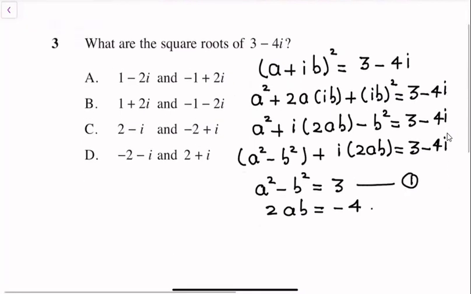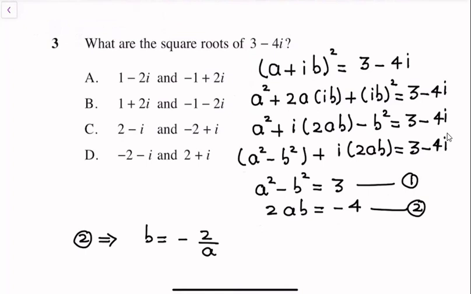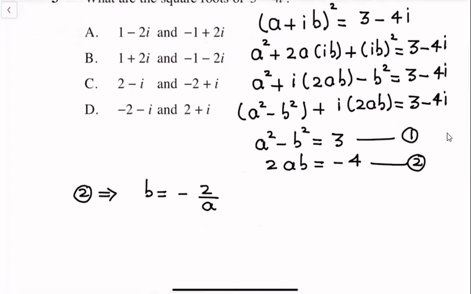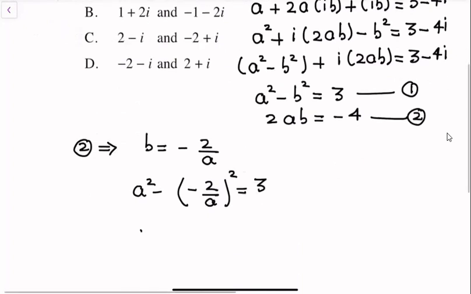Let's say this is equation 1, this is equation 2. From equation 2, if we make b the subject, b equals minus 2 over a. If we substitute this result in equation 1, a square minus, b is minus 2 over a, I'm just substituting for b. Then a square minus, if you square a negative quantity, the answer will be positive. Therefore, it will be 4 over a square is equal to 3.